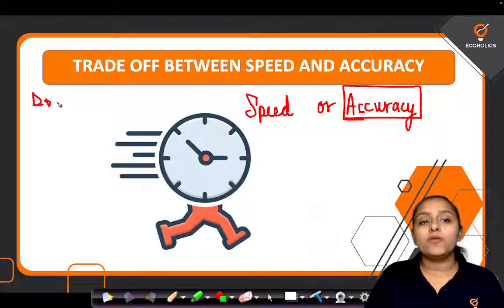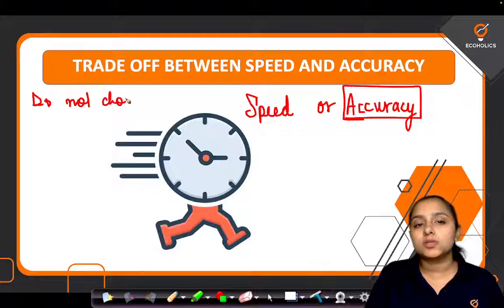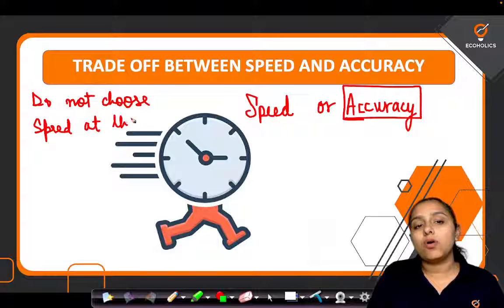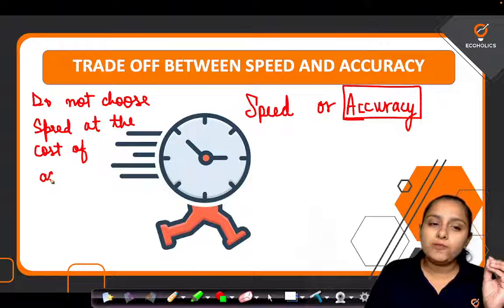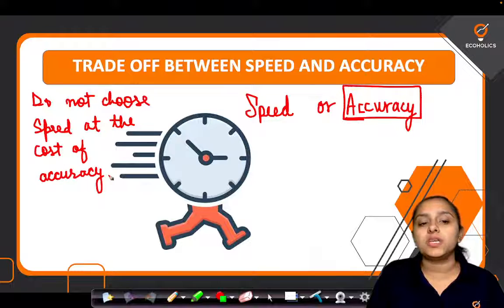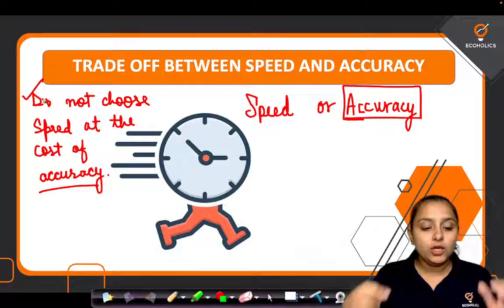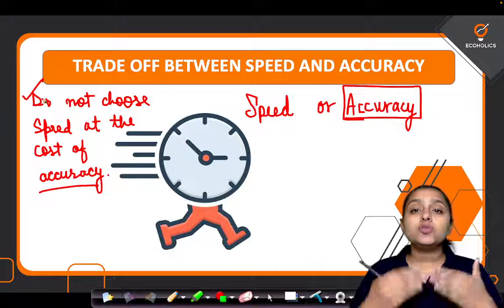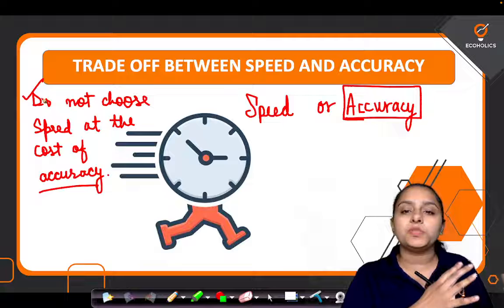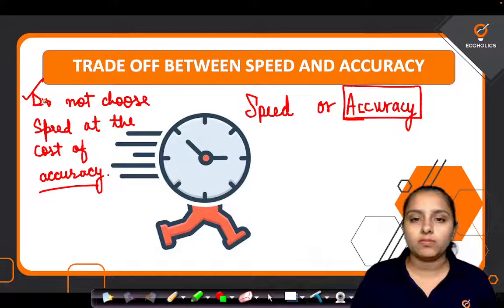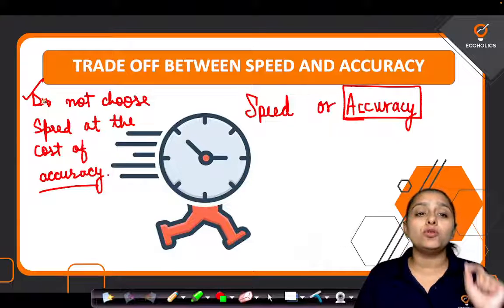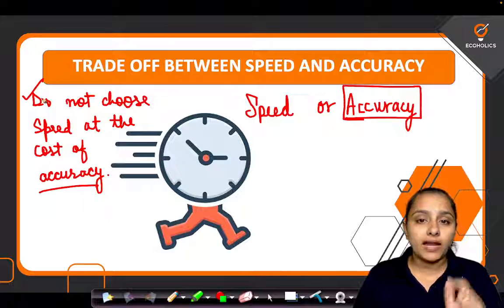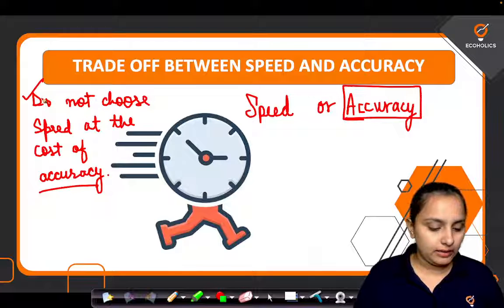So what I want to give you is this: do not choose speed at the cost of accuracy. That's something you should never do. This is the first common mistake which every student makes: they choose speed, they choose time. They think, okay, I will attempt 100% of the paper, maybe 60% will be correct, and they don't choose accuracy. So what you have to do is choose accuracy and keep speed in your mind.